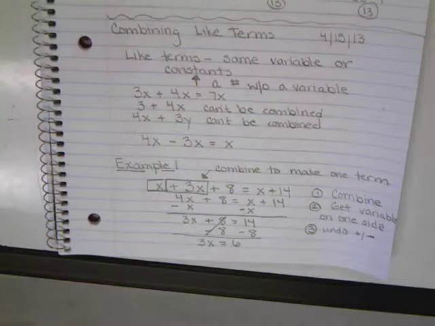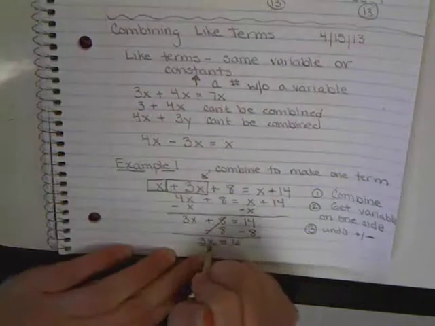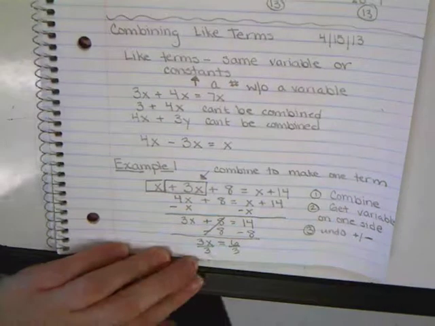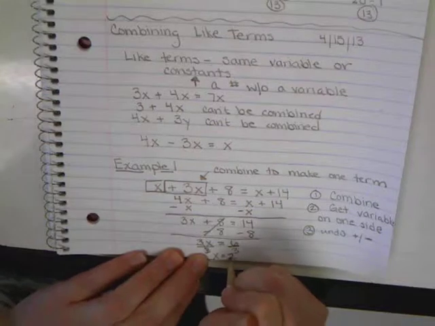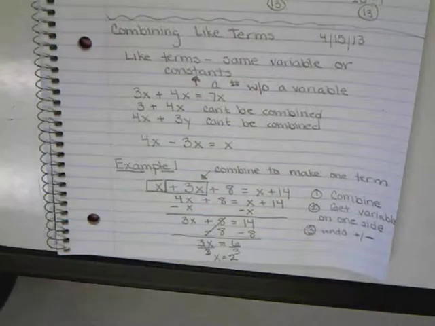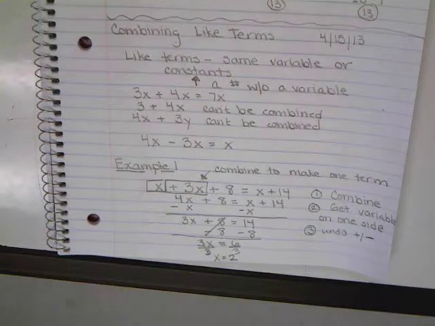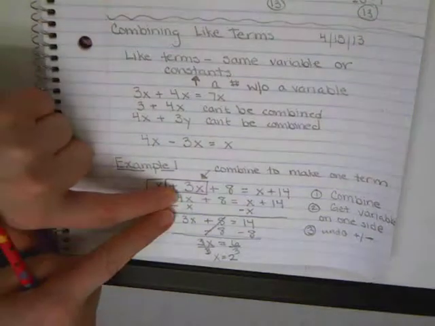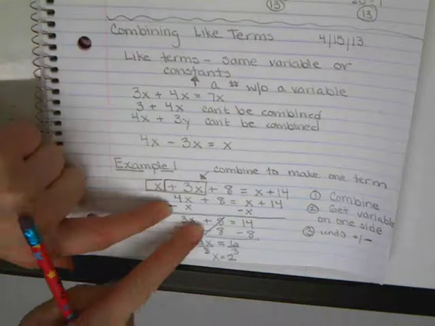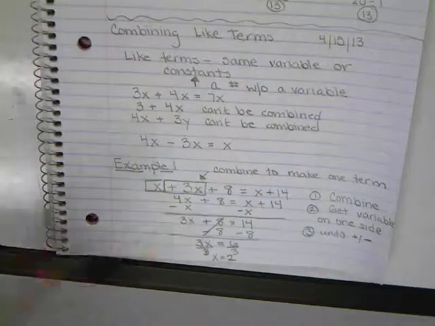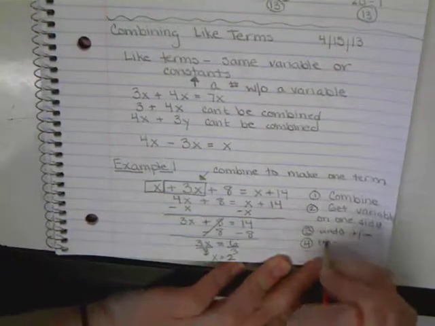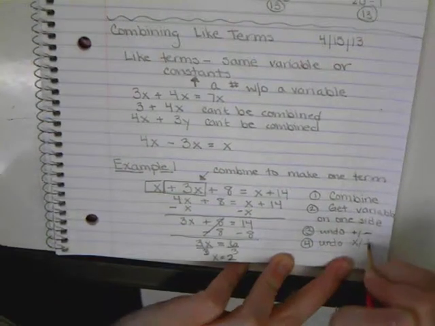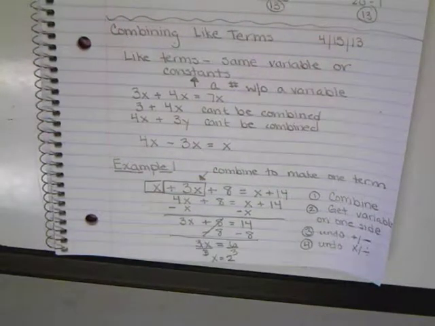Divide by 3. And 3x divided by 3 is? And 6 divided by 3 is? Now, do you see we've had to go through one step in combining, another step in getting the variable by itself, another step in undoing addition and subtraction, and another step in undoing multiplication and division. That's a lot of steps, so it would be very easy to make a mistake somewhere in there, yes? So what is really important, especially now?